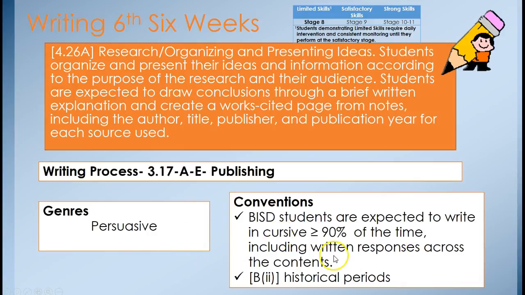We really do want them to write cursive greater than 90% of the time. We really want them using that. That is a BIC expectation. And then historical periods. What do you capitalize? Those are very important.